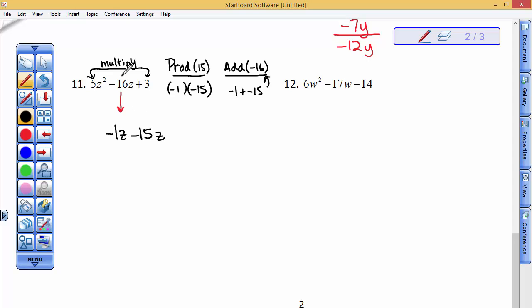Then you bring down the 3, you bring down the 5z squared, and now you have 4 terms. So you get to practice factoring by grouping, which is to group the first two. Don't forget, this is a minus sign in front of the third, so you're getting that negative 15z in there. And then the greatest common factor between these two is just the letter z. You factor that out, and you'll have a 5z here, because that gives you 5z squared, and a minus 1 here, because z times a minus 1 is the minus 1z.